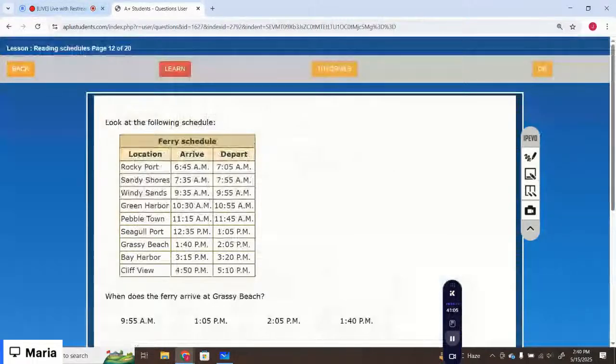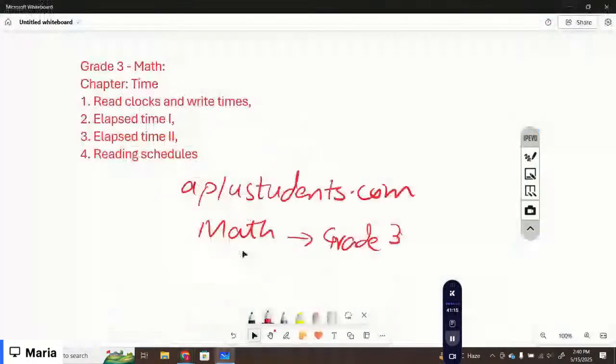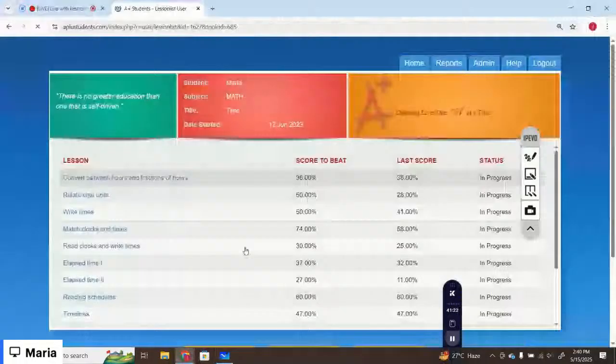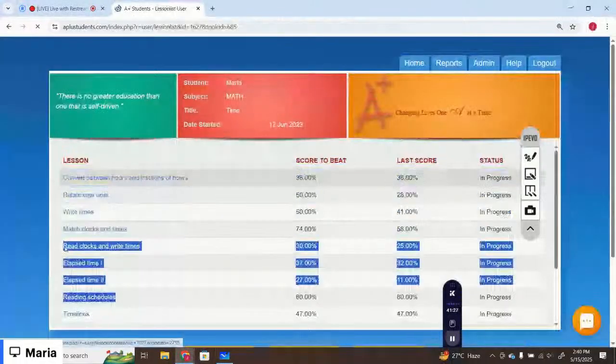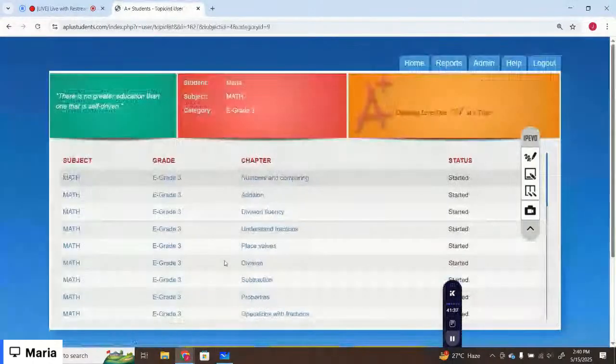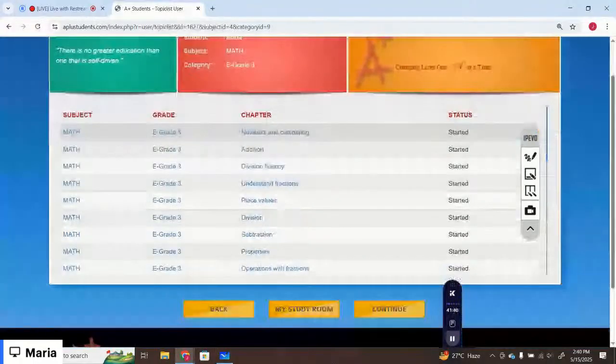So we were working on day two math. The chapter we're working on is time. The lessons we have covered today are read clock and write times, elapsed time one, elapsed time two, and reading schedules. So please make sure that before the next session you complete all the practice questions for the lessons we just did. That is what we will continue next session.